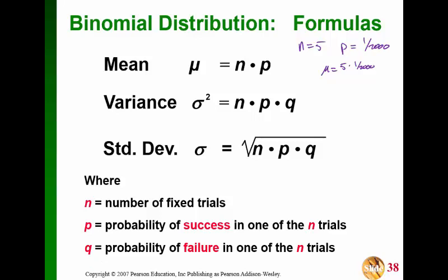I guess I could do this without a calculator. Nah, why don't you just, what's 5 divided by 2,000? So a really small number. So you're expected to win about 0 times.